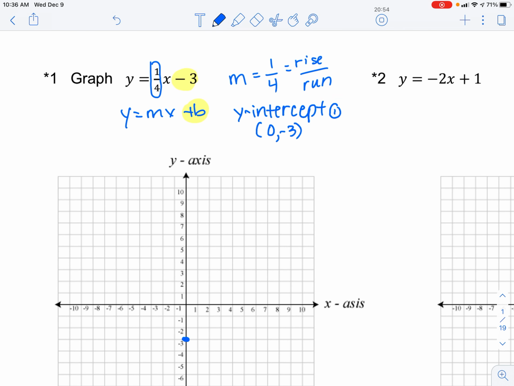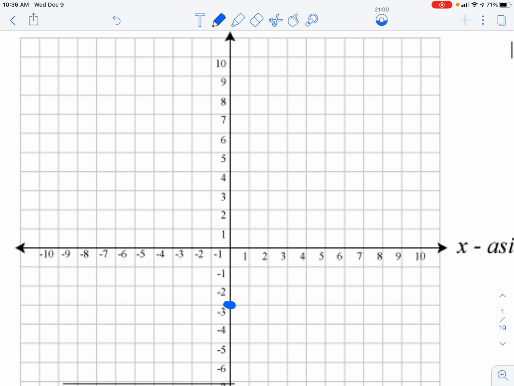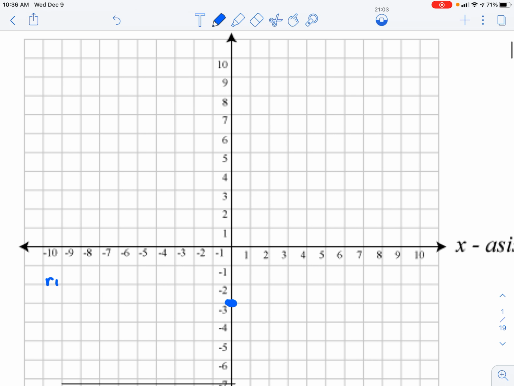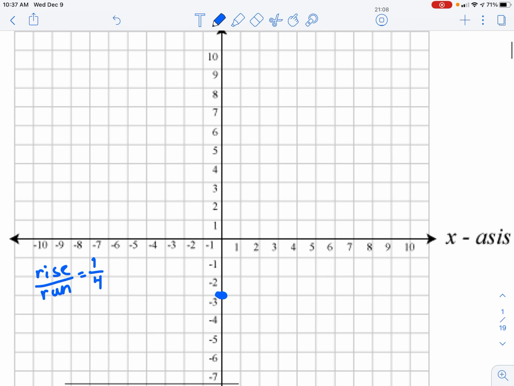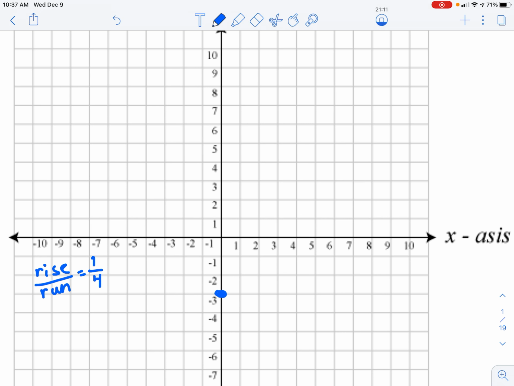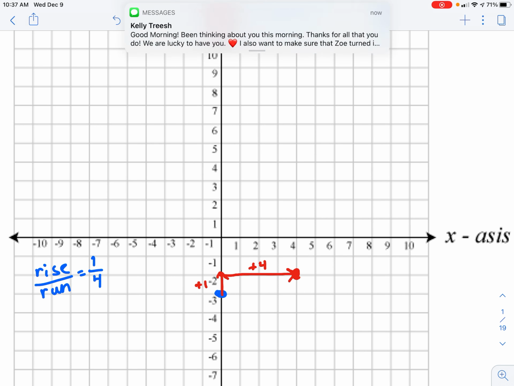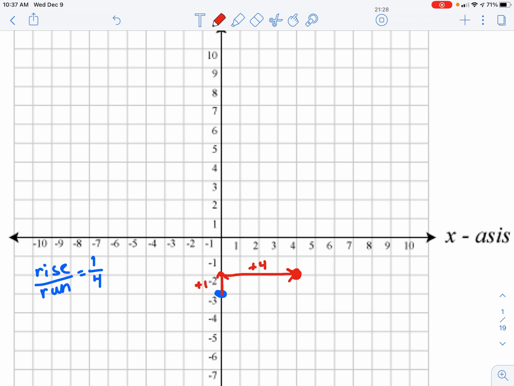Now from there, we can graph the next point on our line. We use our slope, which is 1/4, which is rise over run. Let me write that over here. So we have rise over run equals 1/4. We're going to rise up 1. I'm going to change the color of my pen to red. We went in a positive direction, 1 step, and we're going to run over 4: 1, 2, 3, 4, plus 4 steps to the right, and my second point will be right there.